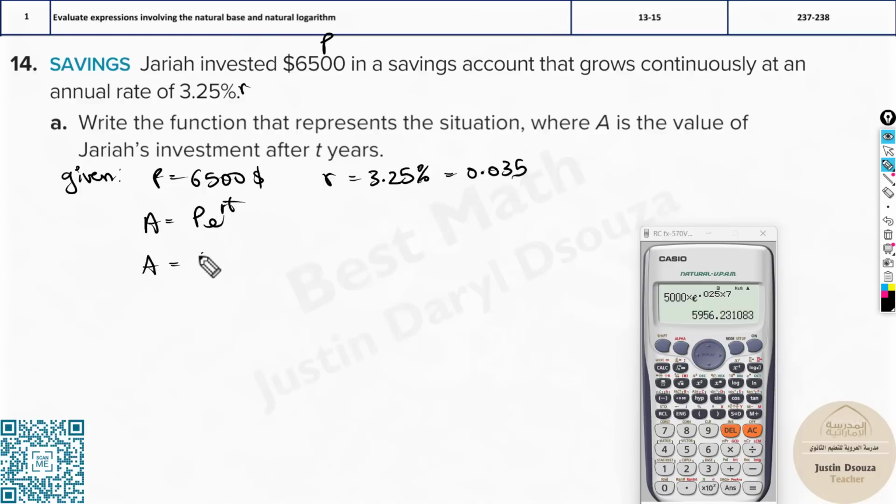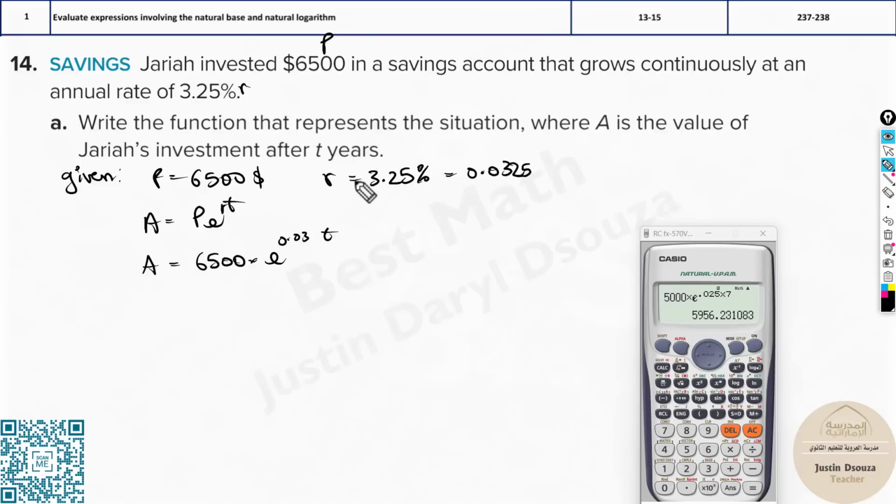A will be equal to P, which is 6,500, multiplied by e to the power r, which is 0.035 t. I know you might be thinking, can we directly write 3.25? Okay, I've written it wrong over here. It's 3.25. So it's this error. Please don't make the same mistake which I did just now in your exams.